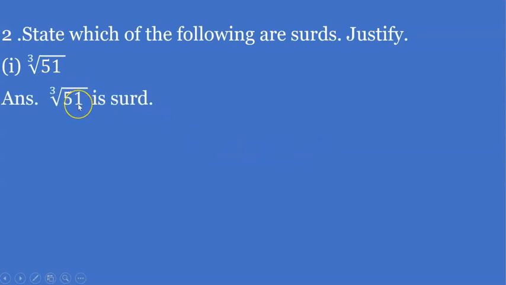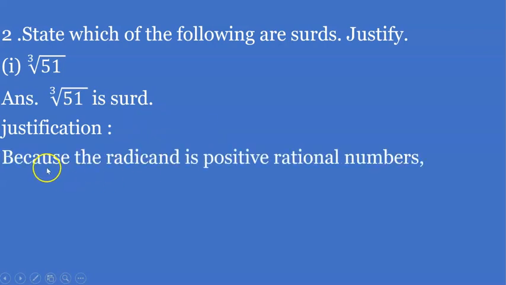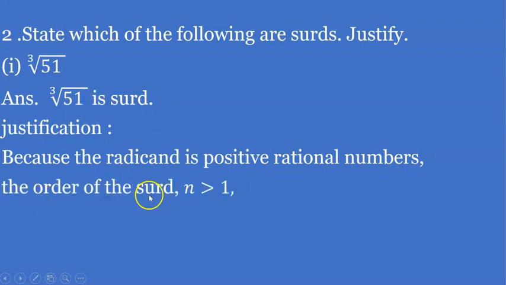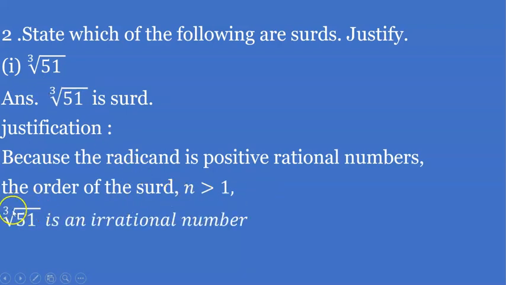Now here, cubic root of 51 is a surd. Why is it a surd? Justification: because the radicand is a positive rational number, 51 is a positive rational number. The order of the surd, n, is 3, which is greater than 1. And the cubic root of 51 is an irrational number. Hence, cubic root of 51 is a surd.